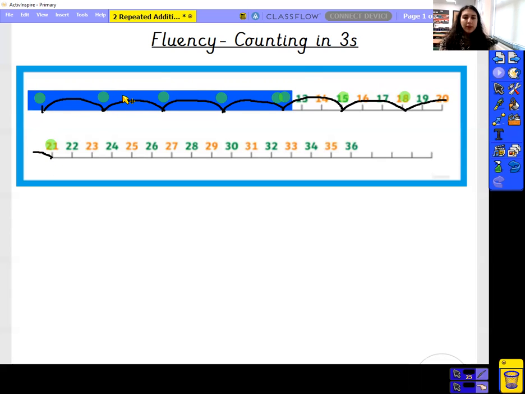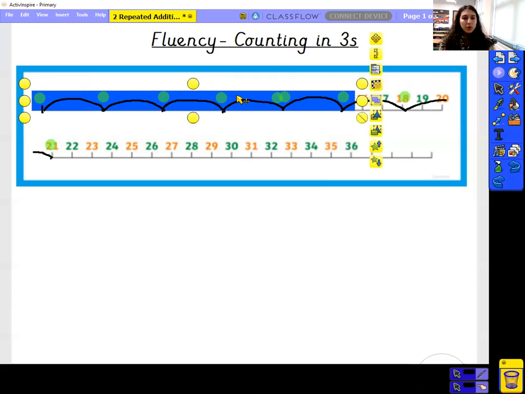Super. What we're going to do is extend this blue box now so it covers up that next number after 12. Can you remember what comes after 12 when we count in threes? That's right, it's 15. Well done. Just to show you there, let's have a count from 0 then. 3, 2, 1, 0, 3, 6, 9, 12, 15, 18, 21.